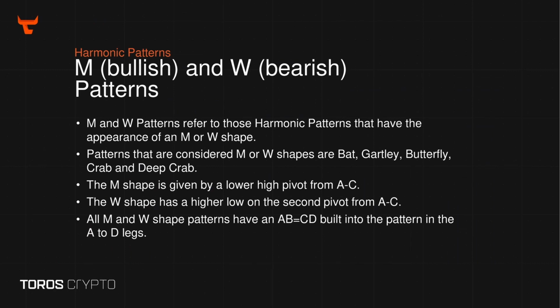Next, we will be talking about M and W patterns, because these refer to harmonic patterns that have a common feature where they look like an M shape if they're bullish or a W shape if they're bearish. These patterns do have individual names and different ratios associated with them, but they do have a couple of common traits. One is this shape like an M or a W, and the other is that they have a regular ABCD or an alternate ABCD built into the pattern. So that goes from the A to the D leg, and I'll point that out as we go and have a look at the patterns.